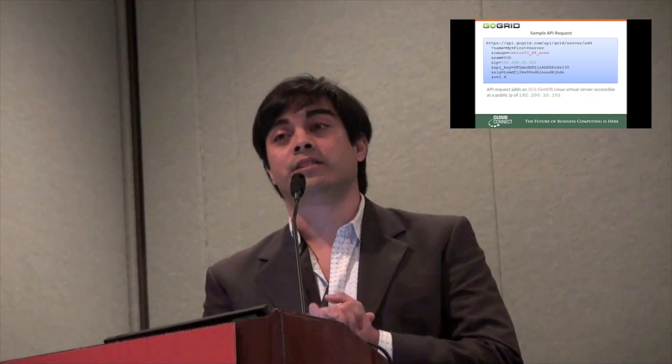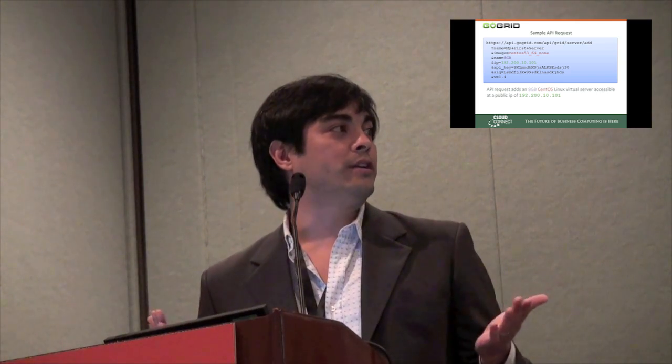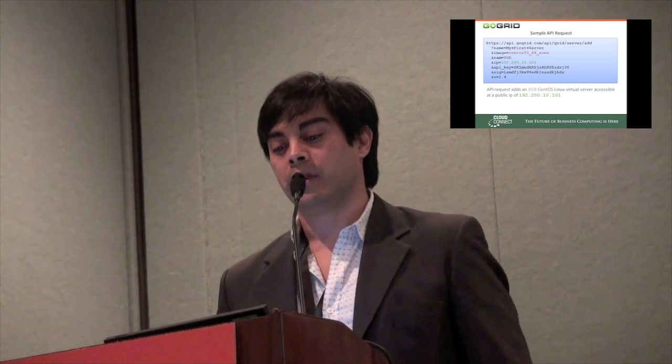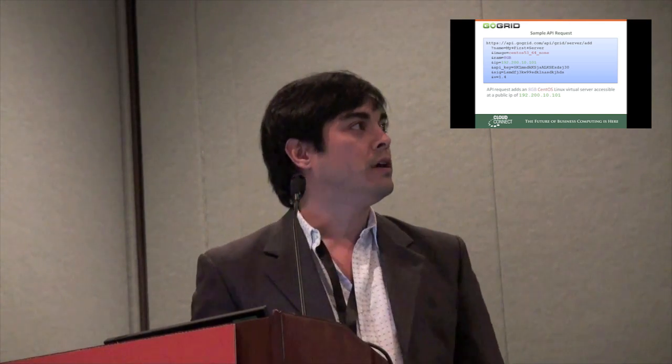One of the nice features of the API is the ability to choose your output format. By default, we output JSON, which stands for JavaScript Object Notation, or XML, or comma separated values, CSV. This is a sample request. This request is adding an 8 GB CentOS Linux virtual server accessible at the public IP 192.200.10.101. If anyone has constructed an HTML form or even looked at the URL bar in your browser, this should be very familiar to you.